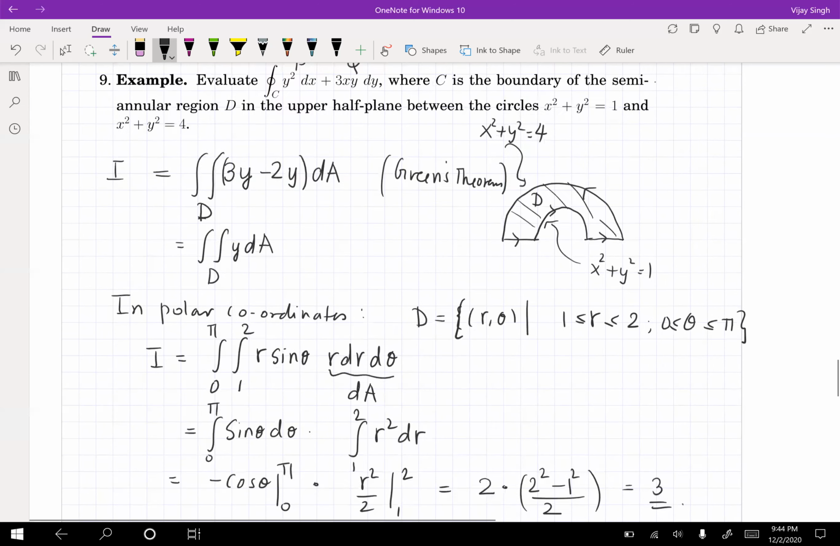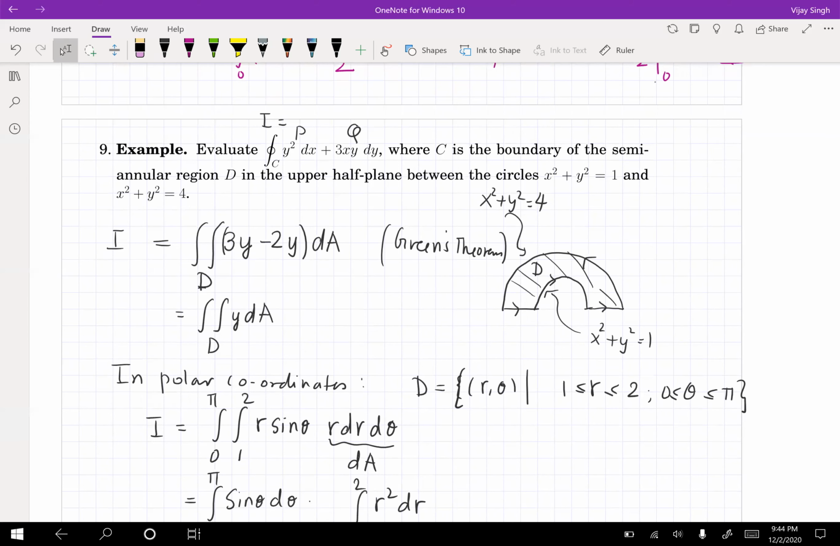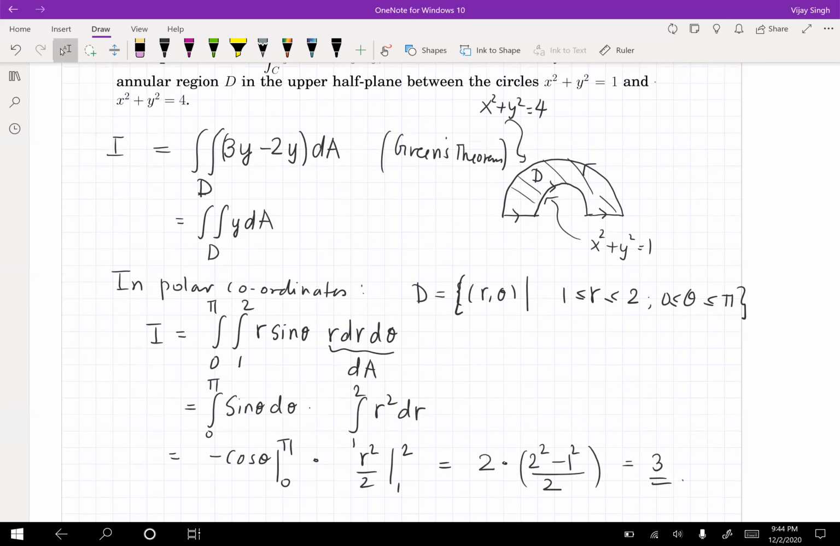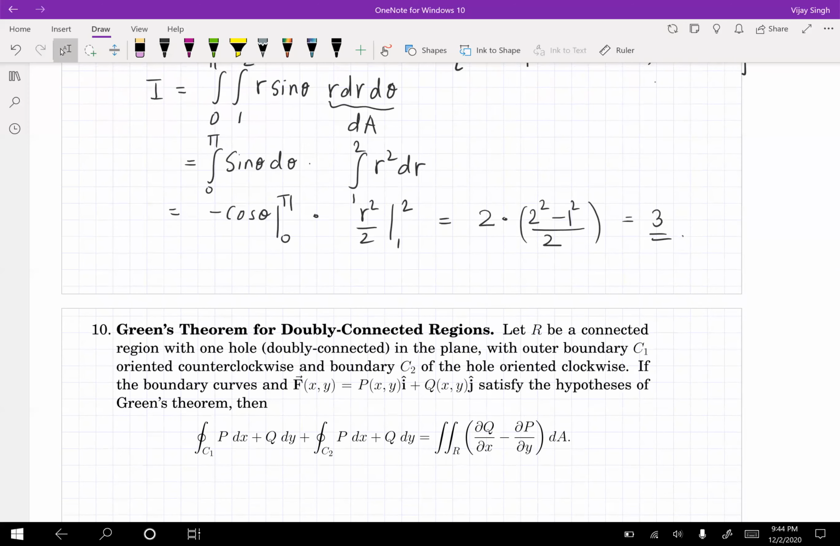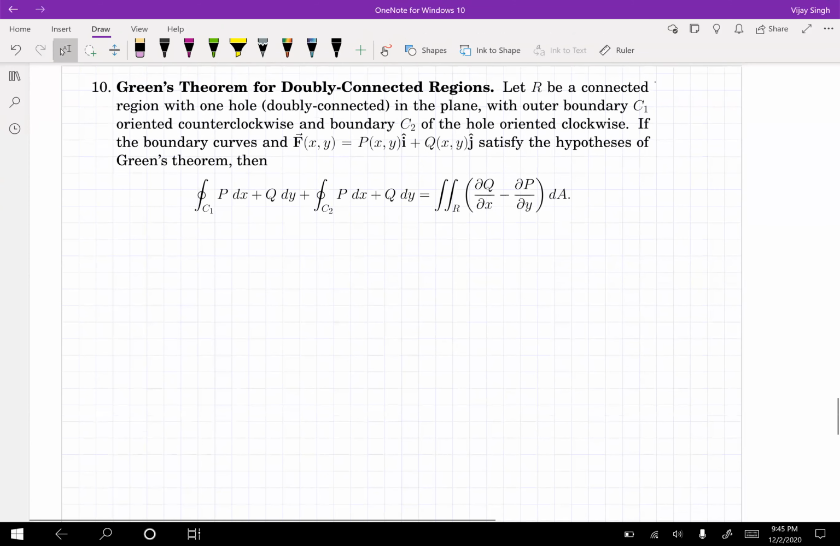So this is the line integral you're trying to compute. Again, see the beauty of Green's theorem, right? Otherwise you would have these 1, 2, 3, 4 parameterizations and you would have to work them out. Now, because of Green's theorem, you can just compute the double integral over region D. All right, so the next step is a slight extension of Green's theorem for a doubly connected region.